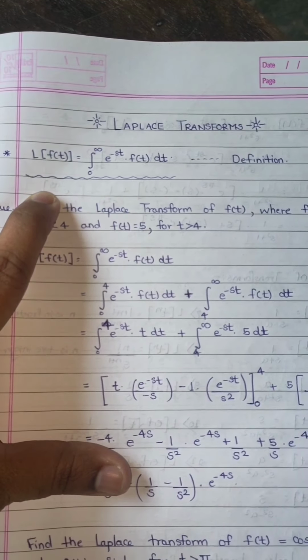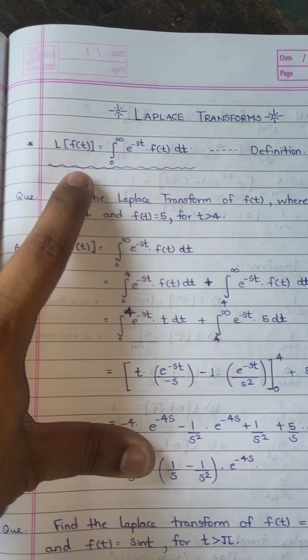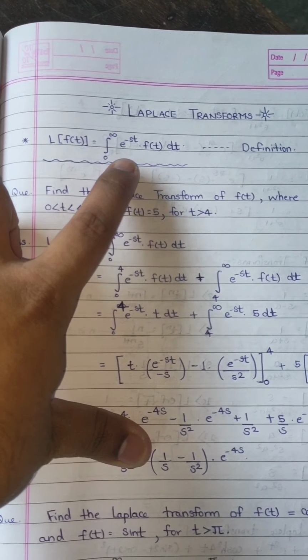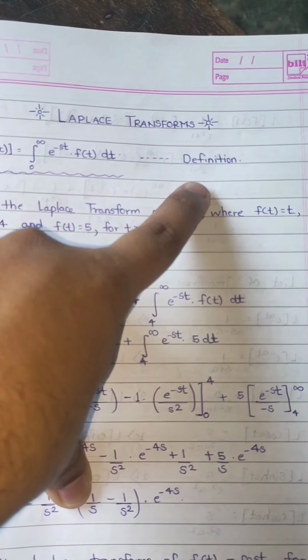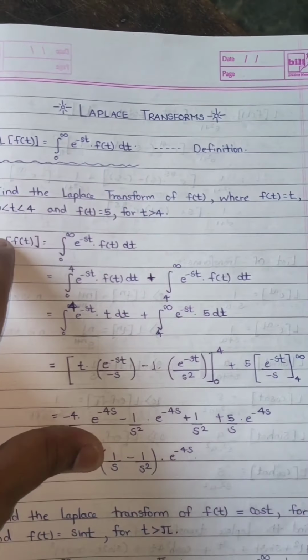The first formula says Laplace of f of t is equal to integration 0 to infinity e raised to minus st f of t dt. This is the definition formula. So let's see the questions first.